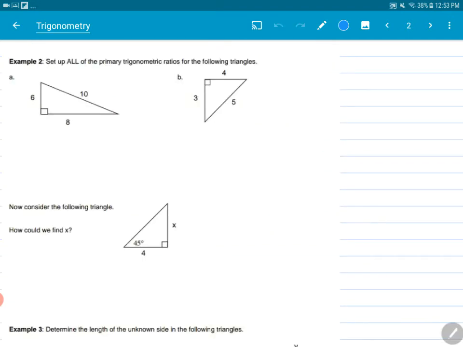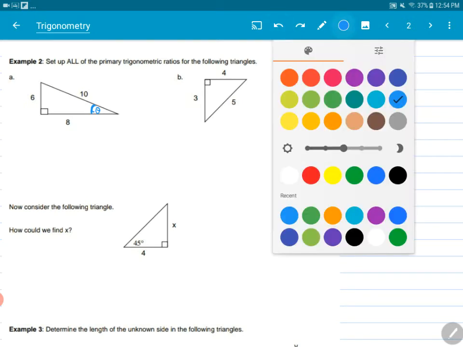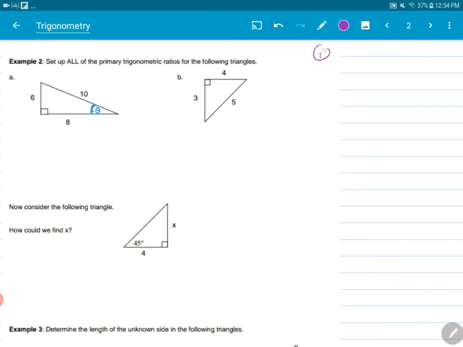So we'll try example A together, and then you're going to do B on your own. It says to set up all of the primary trig ratios for the following angles. So we're going to need to pick an angle, because there's no angle labeled here. So I'm going to go ahead and say that theta is going to be this angle here, because it's going to make a difference if you pick theta to be this angle up at the top here, but I'm going to choose this one. So step one you always want to do is label. So maybe I'll put that up there.